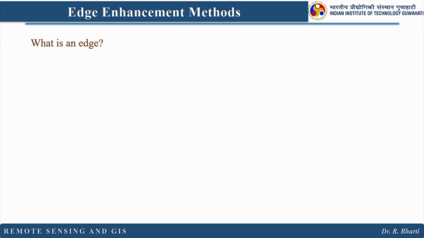Today is the third lecture on digital image processing. In this lecture we will see some of the very important concepts which we use in digital image enhancement. Before we go into the method part, let us understand what we mean by an edge, because in all the images we have several edges and we need to enhance them, right? So let us see what we mean by an edge.